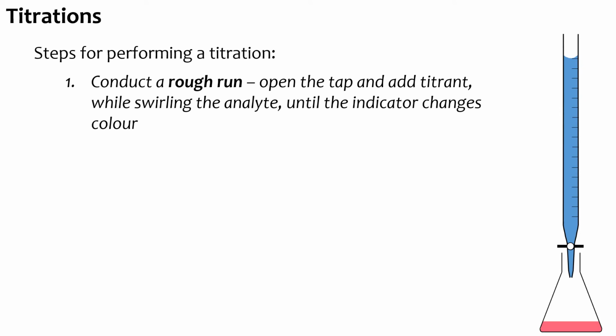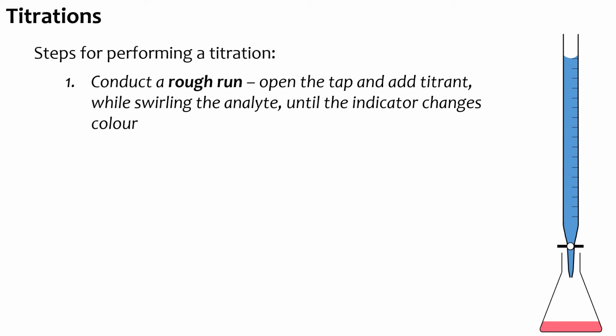So first of all, the first thing you do once you're set up is that you would conduct a rough run. You'd open the tap and add titrant from the burette while swirling the analyte in the conical flask until the indicator changes colour. Now this does not need to be accurate. It is literally open the tap, swirl the conical flask, and as soon as you see the colour change in the indicator, you turn the tap off. And it's just to give you an idea of whereabouts in terms of volume your colour change will happen.